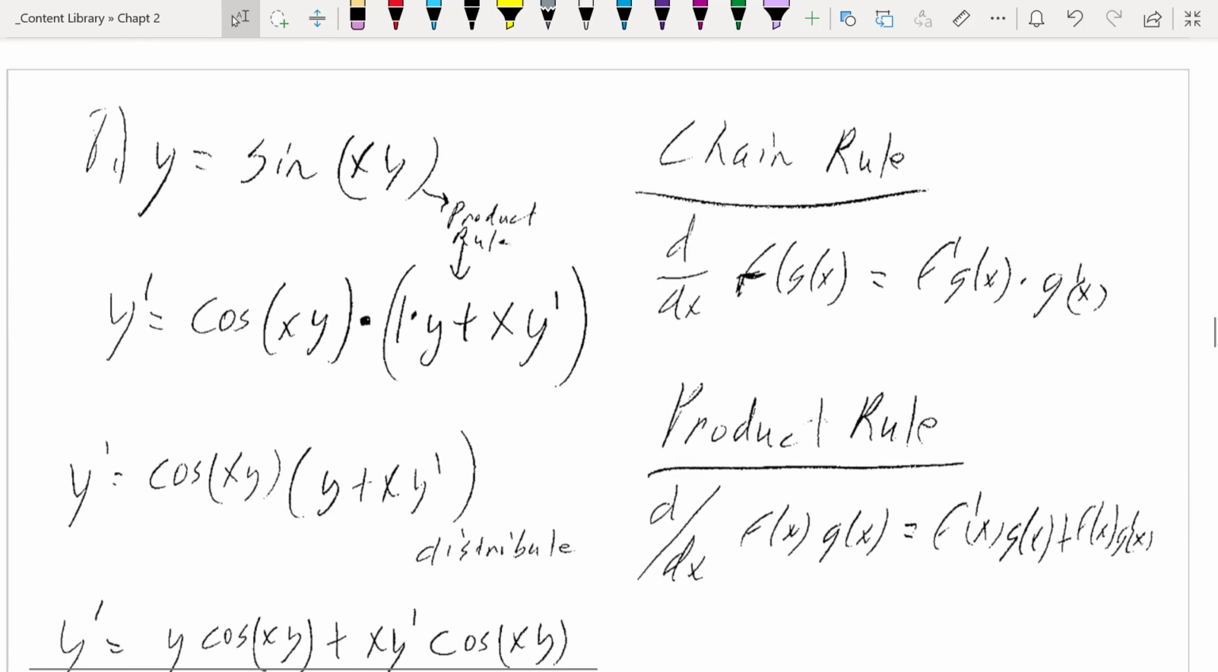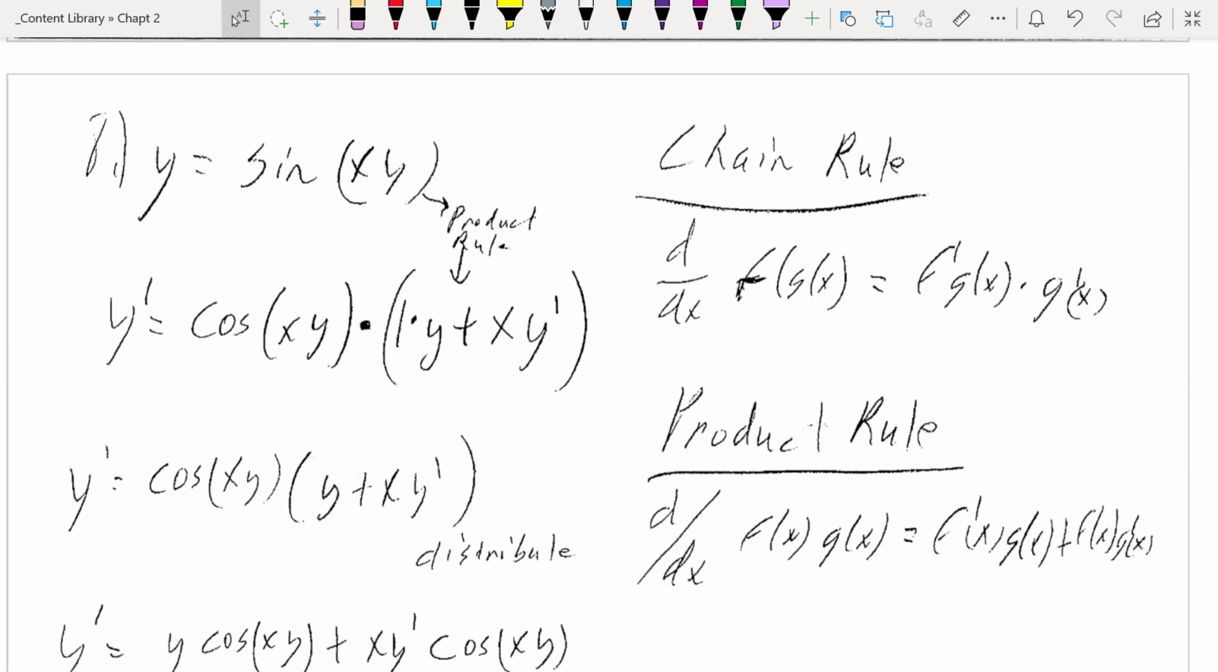Now number 8 says go ahead and find y prime of the following equation. So notice to find y prime, that means find the first derivative. So to find this first derivative, so here's y, the first derivative is y prime.